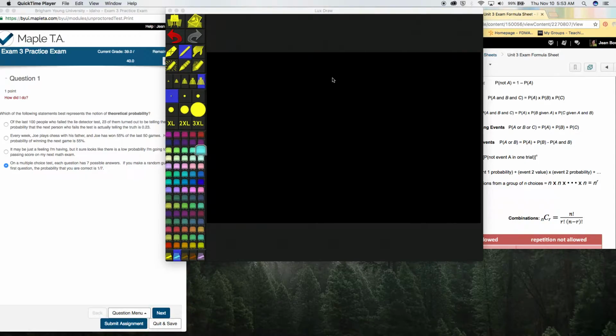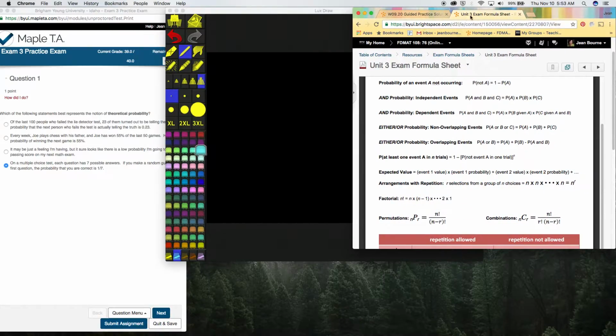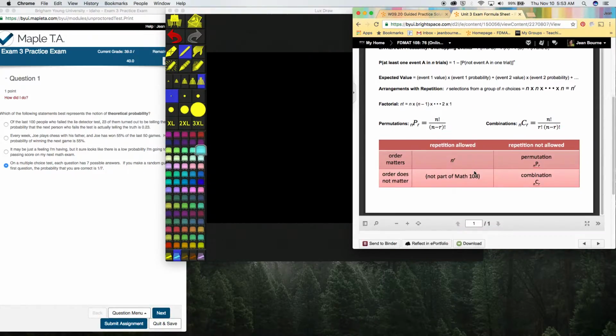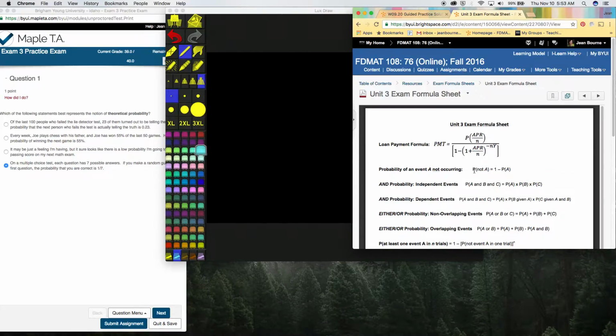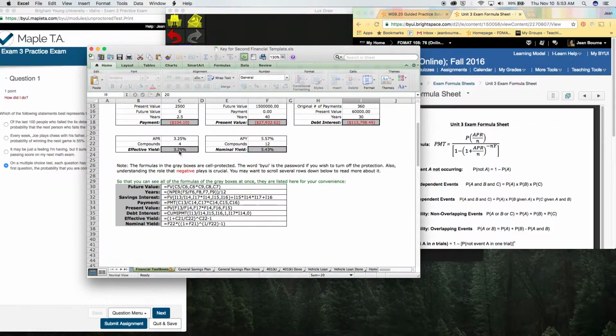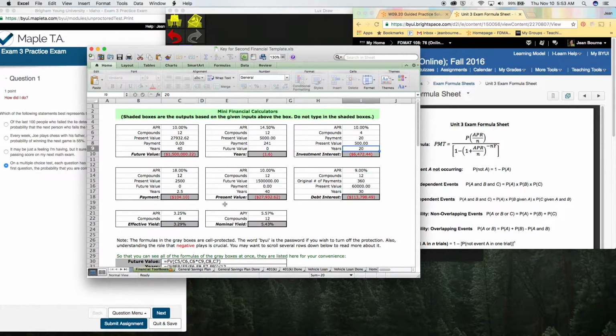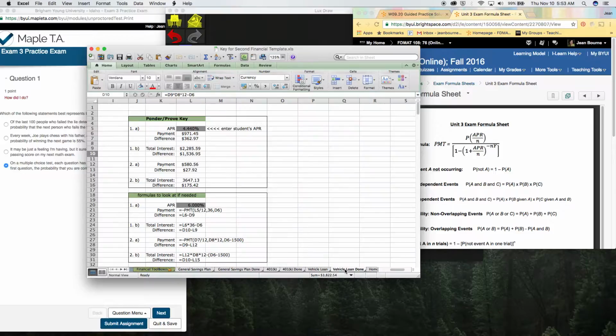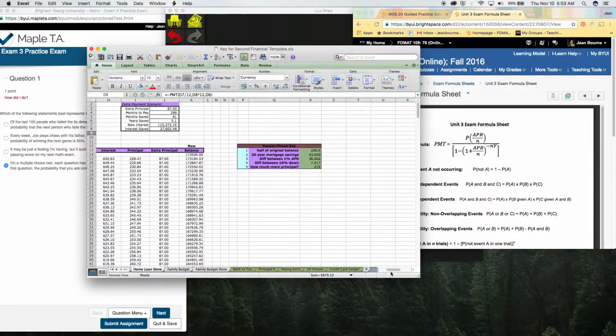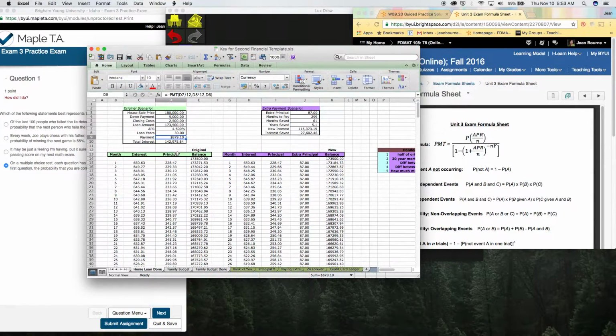Okay, I'm just going to start with a couple things. Make sure you use your exam 3 formula sheet. This will save you. And the other thing to remember that you can use is this magical thing. We can mostly use these. You'll also use your vehicle loan and your home loan. Where is that? Right there. Whoops, that doesn't look like yours. There you go. So you'll use these.